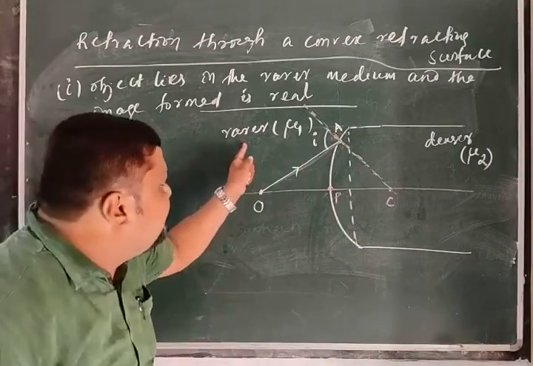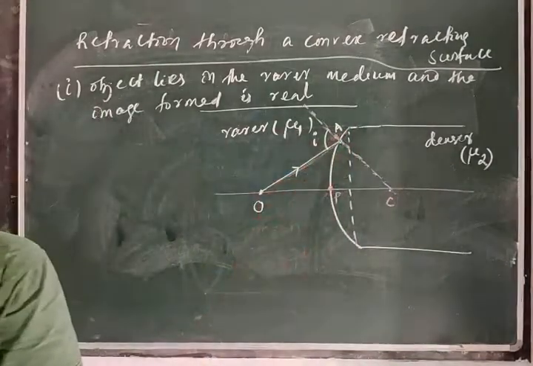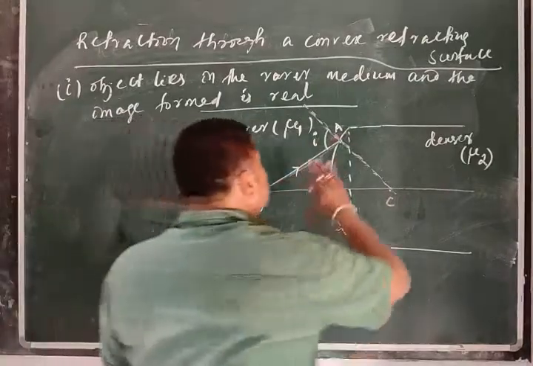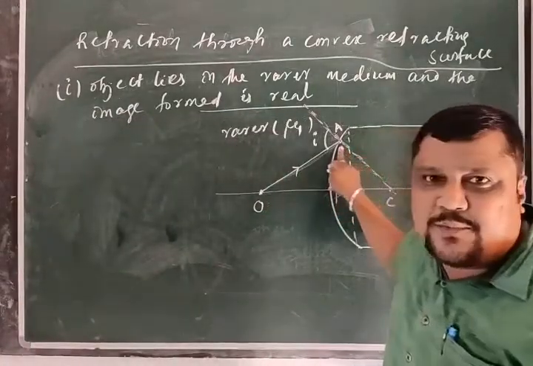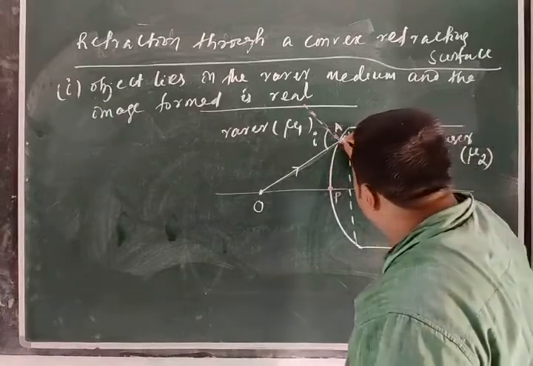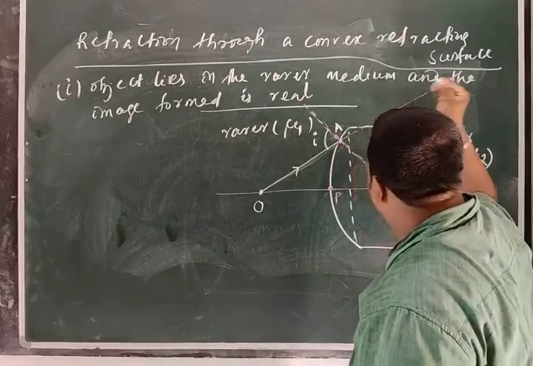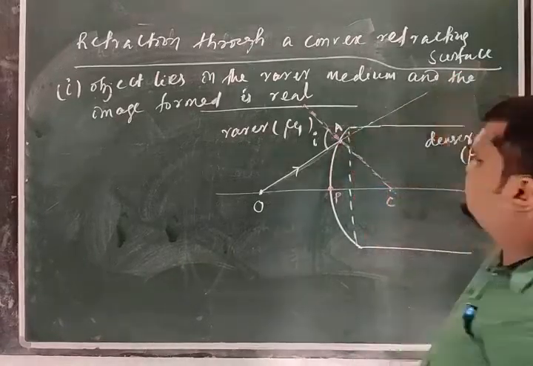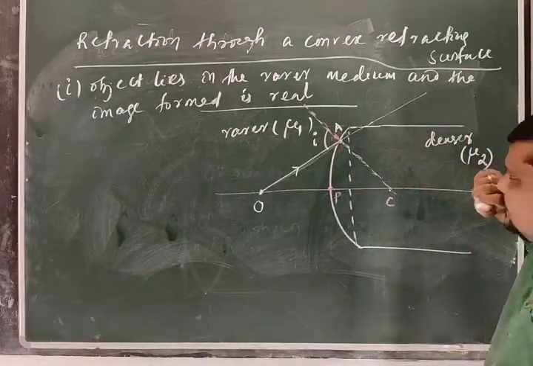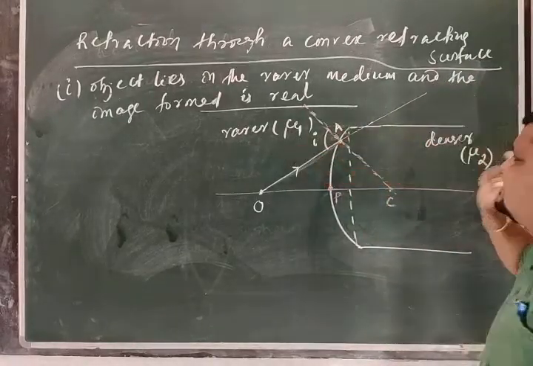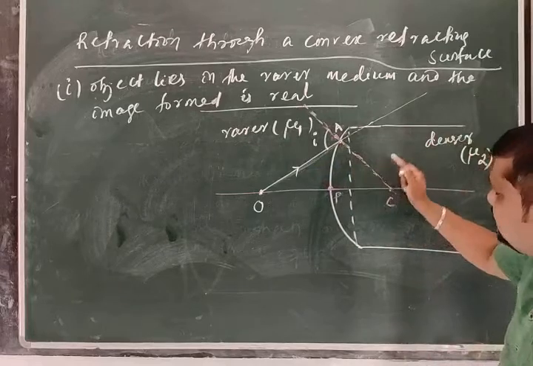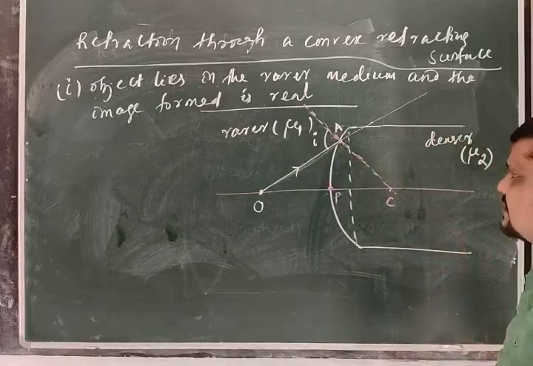Now the ray is traveling from rarer to denser. If there is no refraction, then what is the path of this one? According to rectilinear propagation of light, the ray should travel like this if there is no refraction. But because of refraction, the ray is traveling from rarer to denser. The ray bends towards the normal.